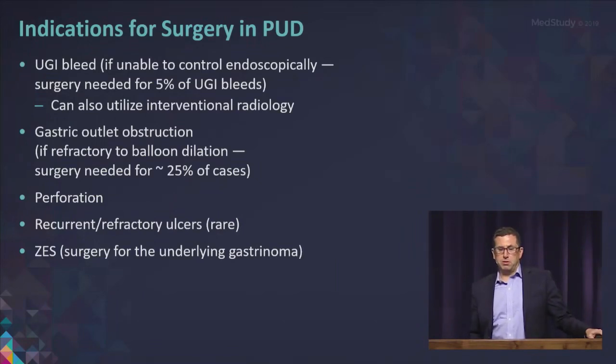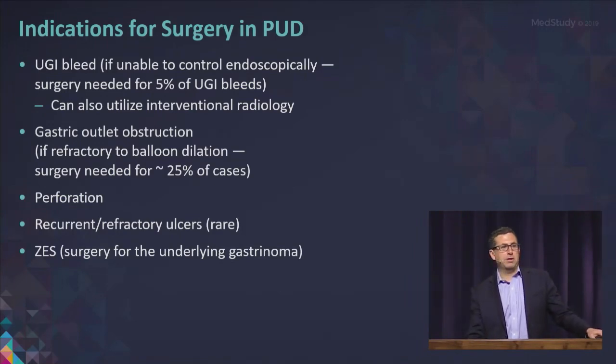Indications for surgery in peptic ulcer disease, obviously if there's a perforation, which we just discussed. However, if you have an upper GI bleed that we can't control endoscopically, then surgery may be needed. Fortunately, with a lot of equipment we have now with endoscopy, that's pretty unusual, but it does happen. For uncontrollable upper GI bleeds, a lot of times we use IR before we do surgery because we could embolize, for example, the gastroduodenal artery if that's bleeding and we can't control that with clips and cautery.